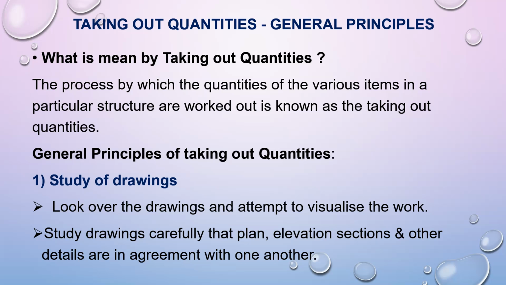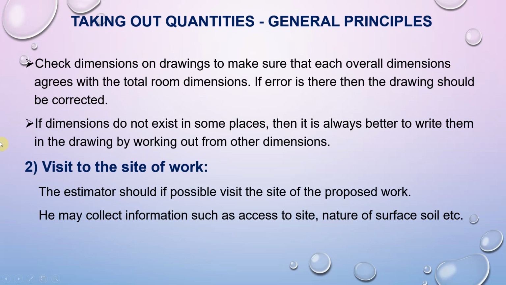Study the drawings carefully, so that the plan, elevation, section and other details are in agreement with one another. Then check the dimensions of the drawing to make sure that the overall dimensions agree with the total room dimensions. If there is an error, then the drawing should be corrected. If dimensions do not exist in some places, then it is always better to write them in the drawing by working them out from the other dimensions.